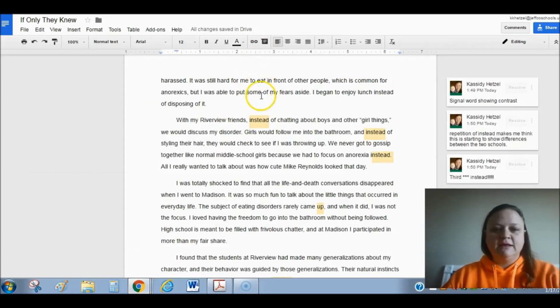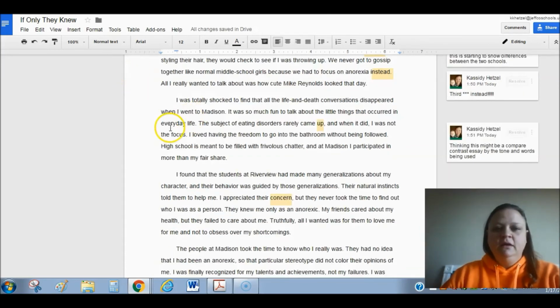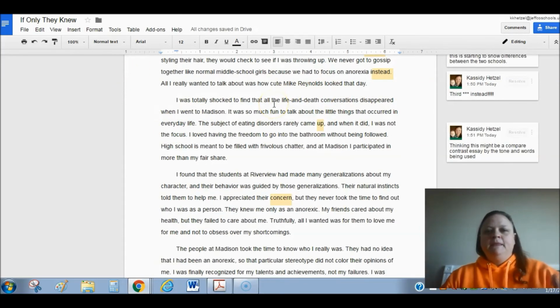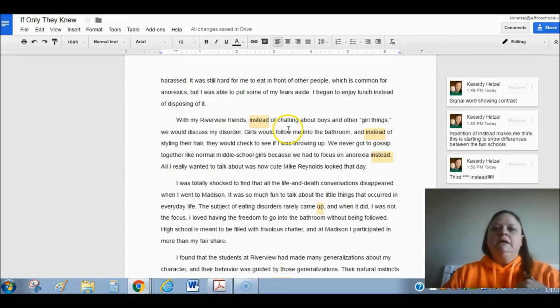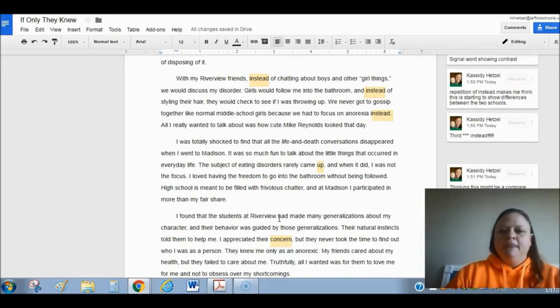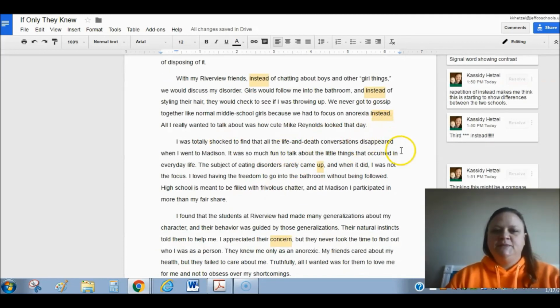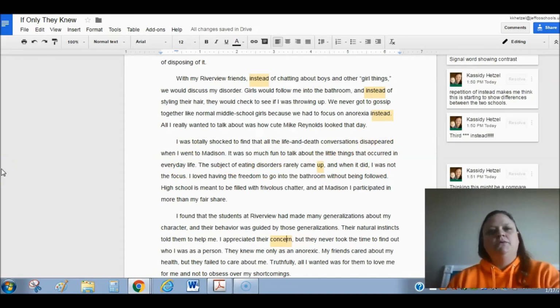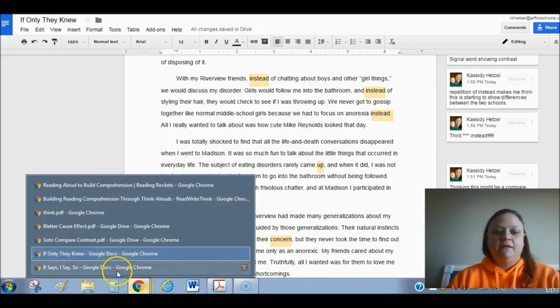So let's go back over to the essay. We can also find here, as we're reading, the tone of the writer changes. We see that she was starting to enjoy lunch at Madison rather than just disposing of it. We can see that the life and death conversations disappeared when I went to Madison. It was so much fun to talk about the little things. This is a change in the writer's tone. A change in the writer's tone like this can definitely signal a change in how she feels about things. So therefore, the tone of the writer can really help us fill out our chart.